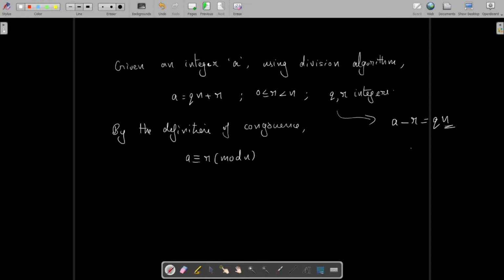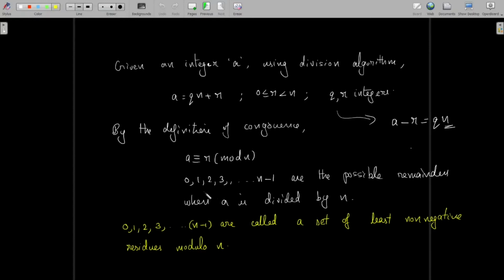So what are the remainders possible when an integer a is divided by n? The only possible remainders are 0, 1, 2, 3, etc., n minus 1. Since 0, 1, 2, 3, etc., n minus 1 are the possible remainders when a is divided by an integer n, these integers are called a set of least non-negative residues modulo n. When any integer a is divided by the integer n, the only possible non-negative remainders are these integers. So they are called least non-negative residues modulo n.